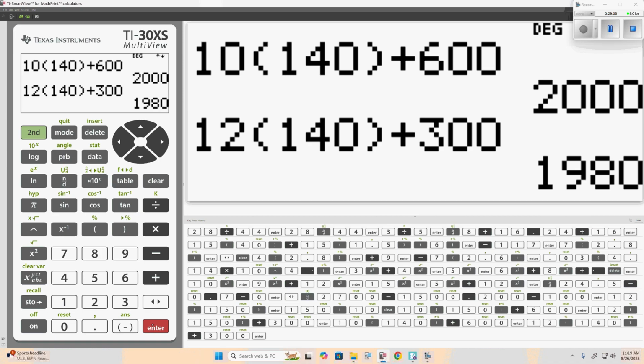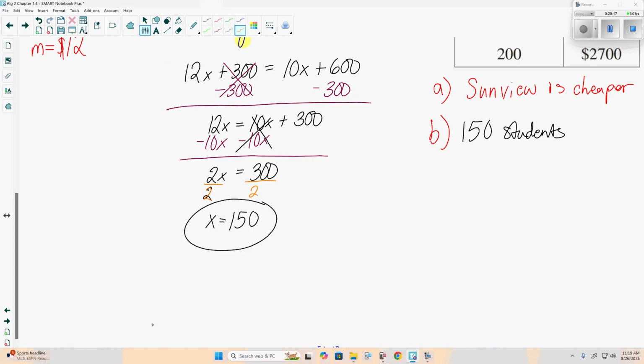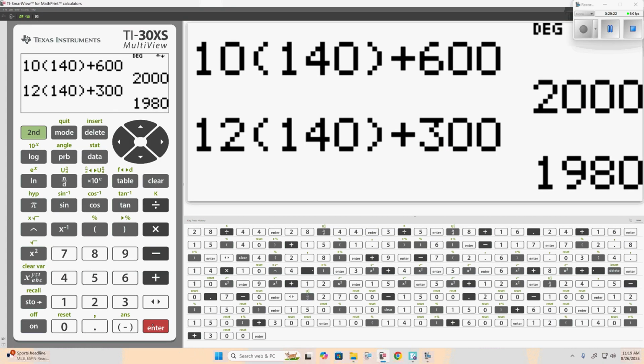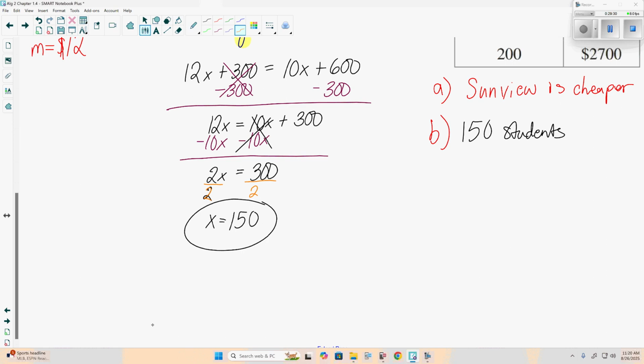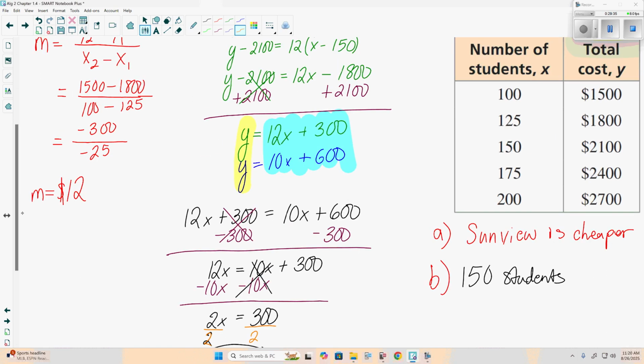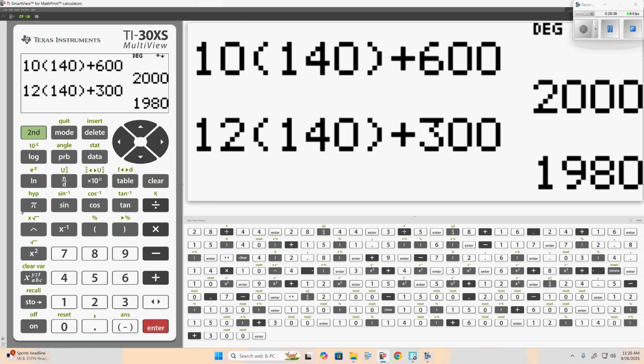It's not going to be a huge difference between the two, because it is $12 per student. Make sure I type both of those in right, because 10x plus 600, and 12x plus 300. Yeah, it's not a huge difference. At that point, you're not really saving anything or gaining anything between the two.